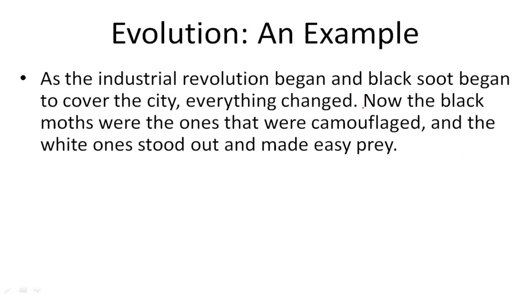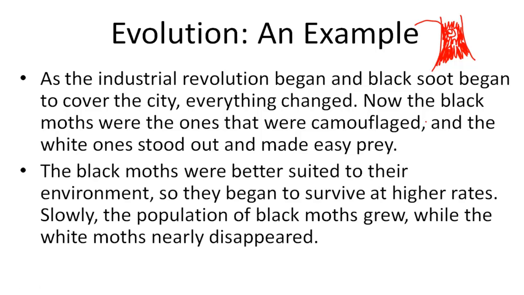Now, when the Industrial Revolution began, black soot covered the city. So now our white trees are being covered with black. And the black moths blended in, but the white moths now stood out like this. So now the birds could come eat these white moths and couldn't find the black ones. Now the black ones were camouflaged, and since they were camouflaged, they were better suited to their environment.